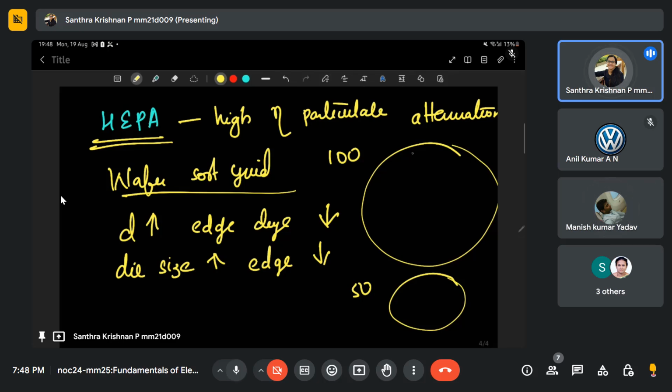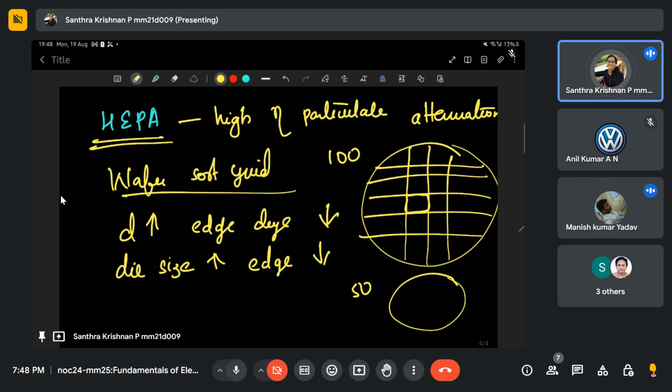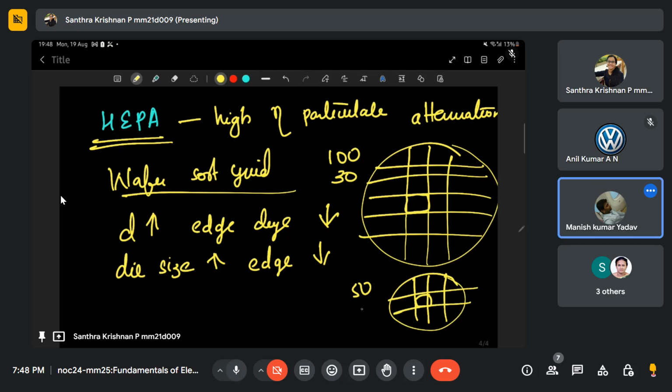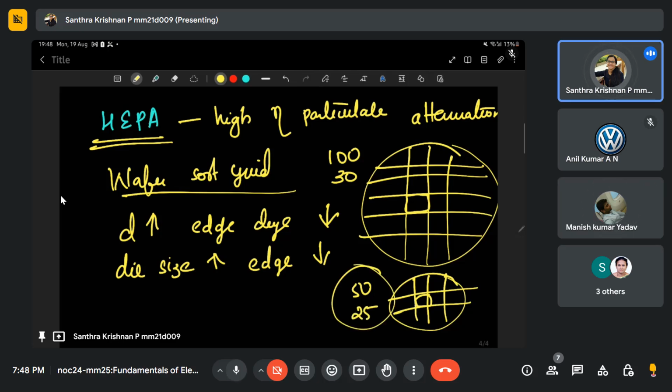Suppose for the same size on both, the same square lies here also. Then suppose here the edge dies are some 30 out of 100, but here out of 50 some again, say 25. If you take the ratio, the percentage of edge dies is more, right?